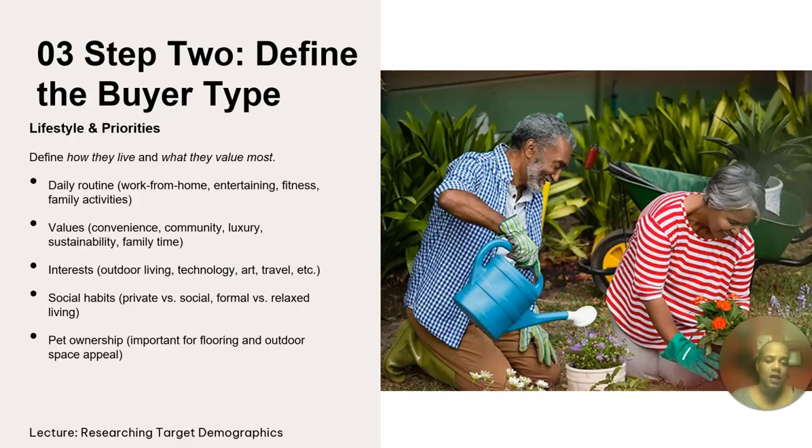Social habits. Are they very private people, meaning they're kind of staying home? Or are they very social? Are they formal versus relaxed? So you get to, again, based on the location, decide those sort of priorities. And is this a neighborhood where there's a lot of pets?